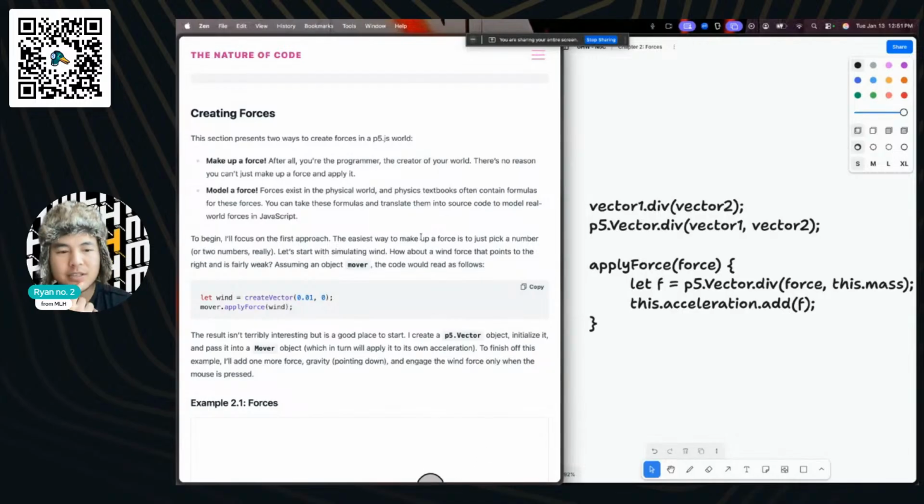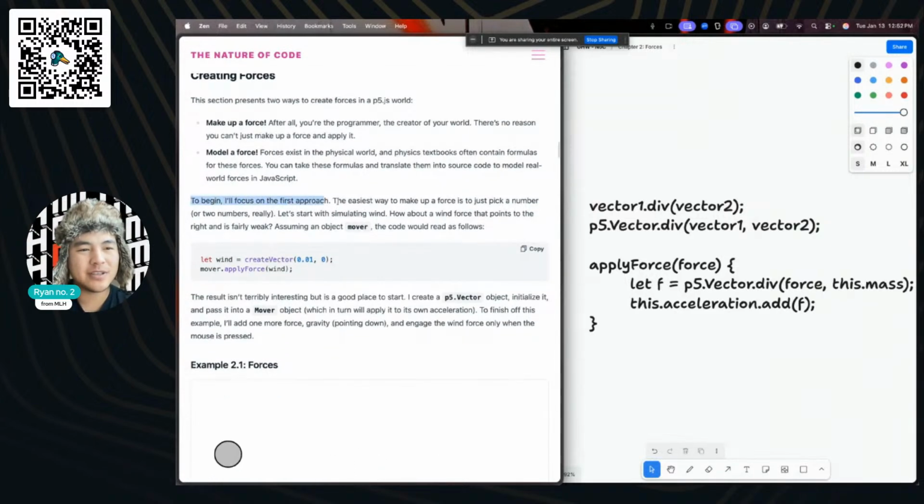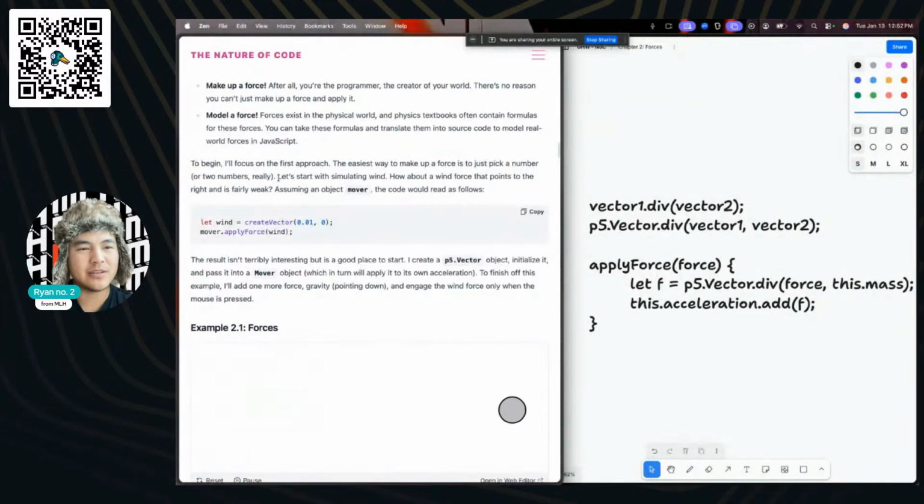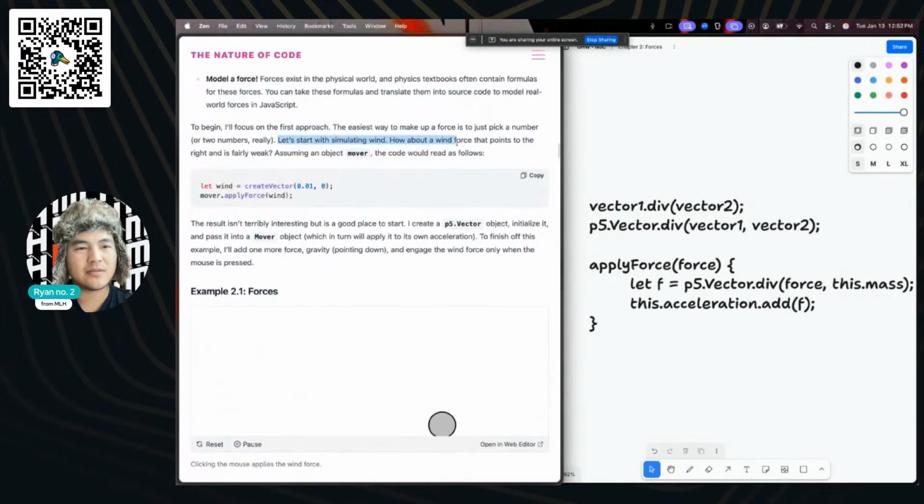So continuing on, creating forces. This section presents two ways to create forces in a P5.js world. We can make up a force, we can add in whatever forces it is that we want, or we can model existing ones. To begin, we'll start with the first approach. And so we can just pick any two numbers that we want, and we can start with simulating wind. How about a wind force that points to the right and is fairly weak? Assuming an object mover, the code would read as follows.